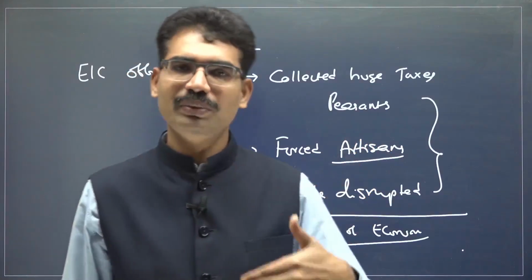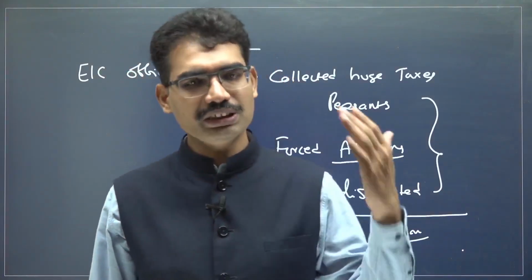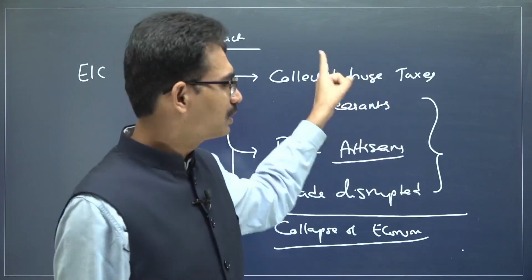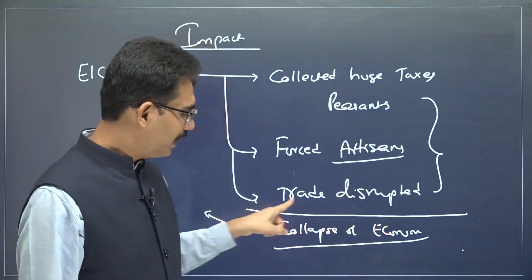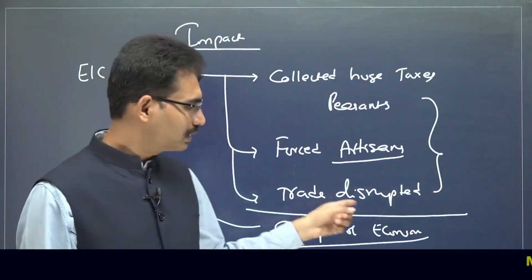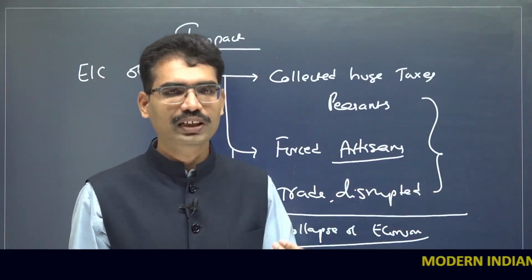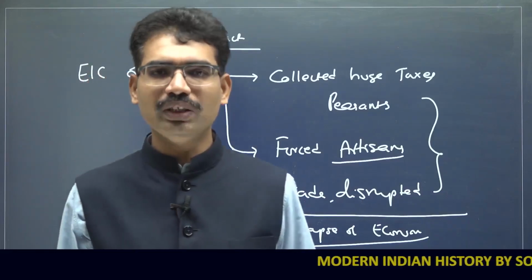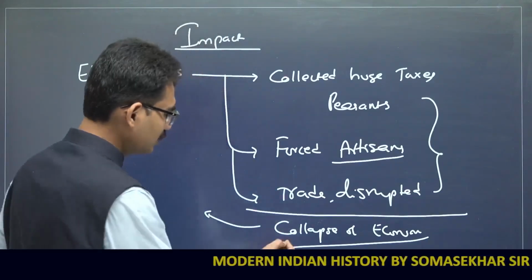In the words of Robert Clive himself, he told the British Parliament that because of this dual government, we reduced the Indian traders to beggary. Because now with no trading activities, no free and fair game, they were not able to earn anything. Everything was earned by the East India Company.